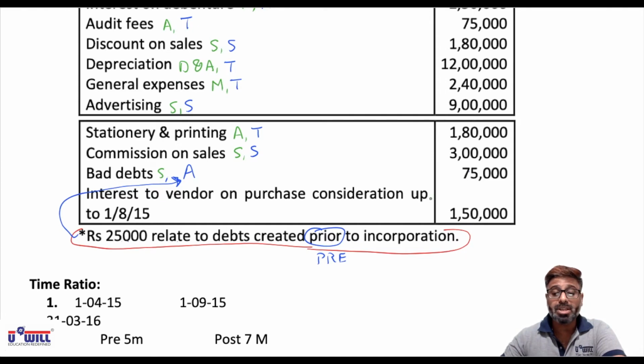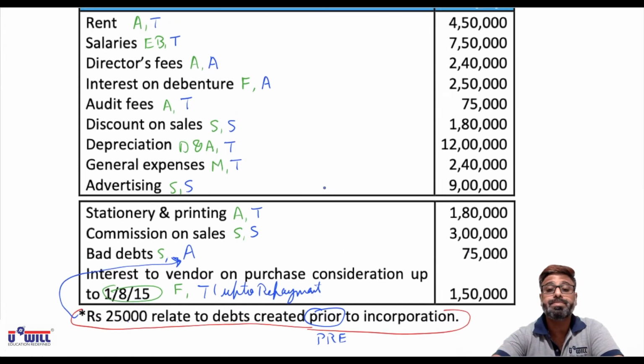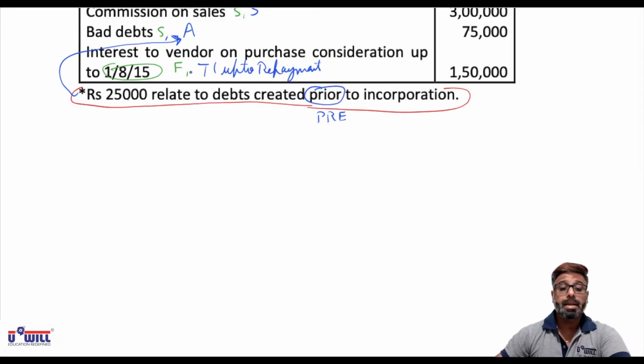Interest to vendor on purchase consideration up to 1st August will go on finance cost, and up to 1st August means it will go on time basis, but up to the date of repayment. So all of you pause the video and make the workings on your own. I hope everyone would have done the workings, 3 workings which we did in the previous question also. All of you verify whether you got the workings correct or not.